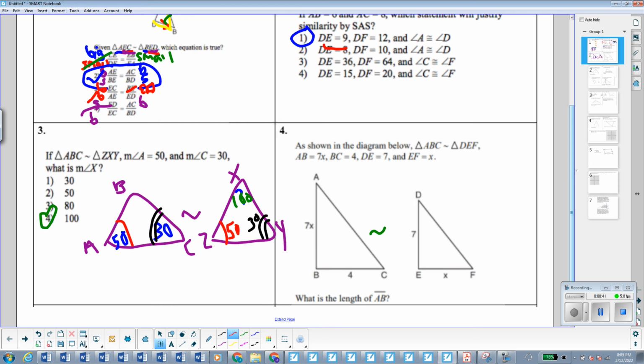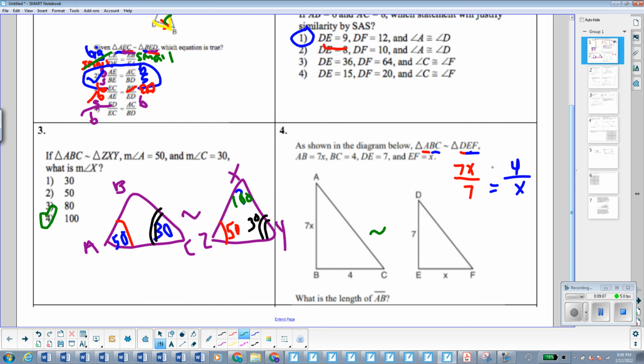And AB is the first two letters. So it's going to correspond to DE, first two letters. So I'm going to write 7x over 7. Then, being consistent, I took 7x first. So I'll take 4 from the same triangle. And that's BC, which is second and third letters. So it's going to correspond to EF, which is x.